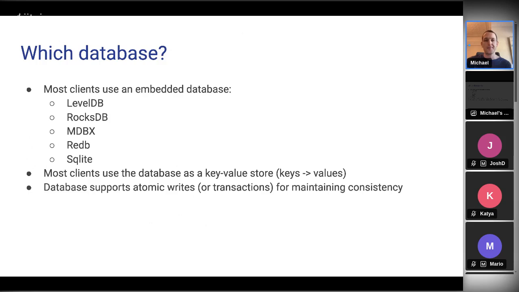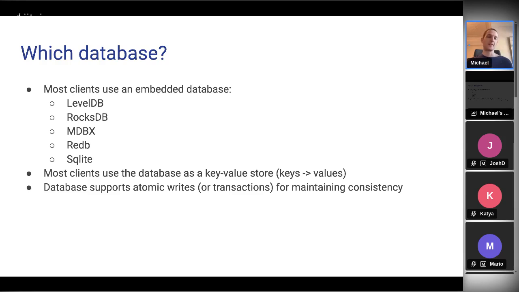Yeah, behind the scenes, something that I've glossed over is how this data is actually getting stored in the database. Most clients use an embedded database of sorts, so either LevelDB, RocksDB, MDBX, RedDB, sometimes SQLite. I think Nimbus might be the only one using SQLite. And these databases are basically used as a key-value database. So you have a key that is some bytes, and then you map it to a value, which is some other bytes, and the database just stores those for you, and you can then look them up later.